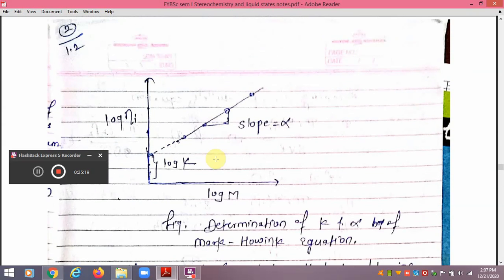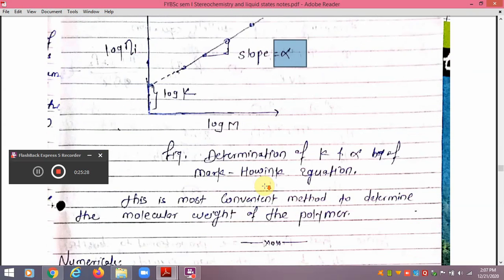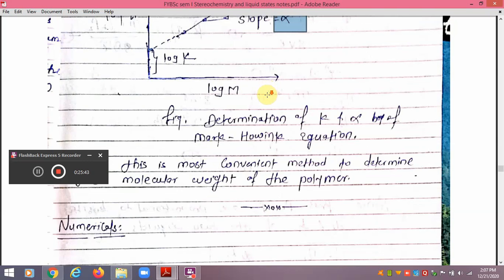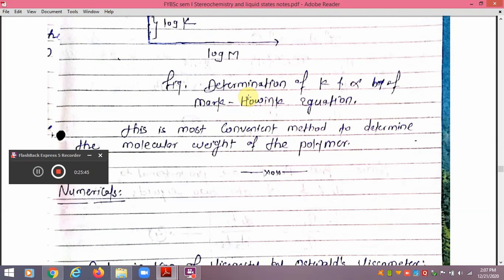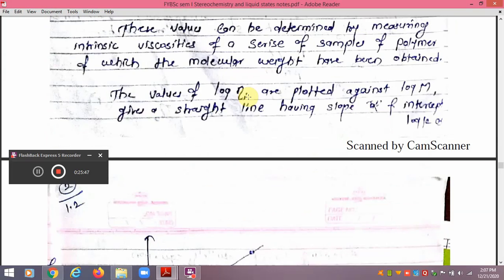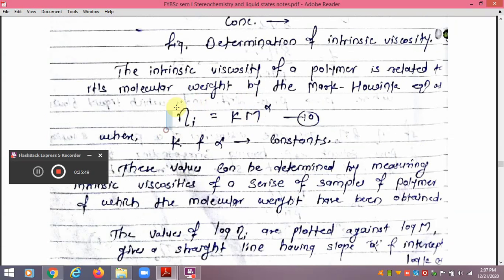So for the determination of the values of these constants, we have to plot the graph of log of intrinsic viscosity versus log of molecular mass, and in this way we get a straight line. If this straight line is extended to zero, the y-intercept indicates log K, while the slope of this line indicates the other constant alpha. In this way we are able to calculate the values of K and alpha. Later on, with the help of K and alpha, we will also be able to calculate the value of M.